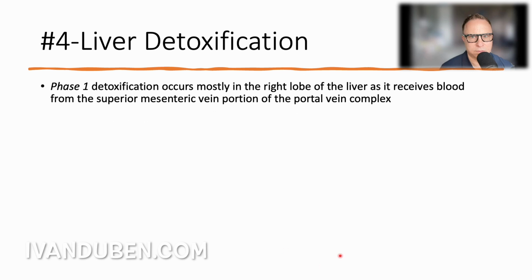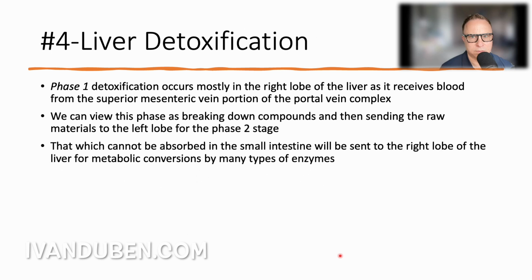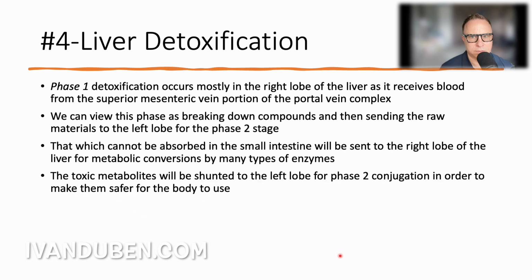Getting into liver detoxification, phase 1 detoxification occurs mostly in the right lobe of the liver, as it receives blood from the superior mesenteric vein portion of the portal vein complex. We can view this phase as breaking down compounds and then sending the raw materials to the left lobe for the phase 2 stage. That which cannot be absorbed in the small intestine will be sent to the right lobe of the liver for metabolic conversions by many types of enzymes. The toxic metabolites will be shunted to the left lobe for phase 2 conjugation in order to make them safer for the body to use.